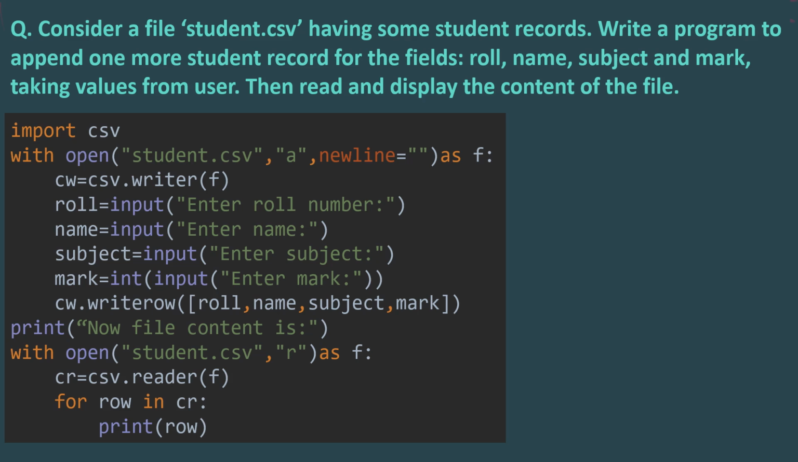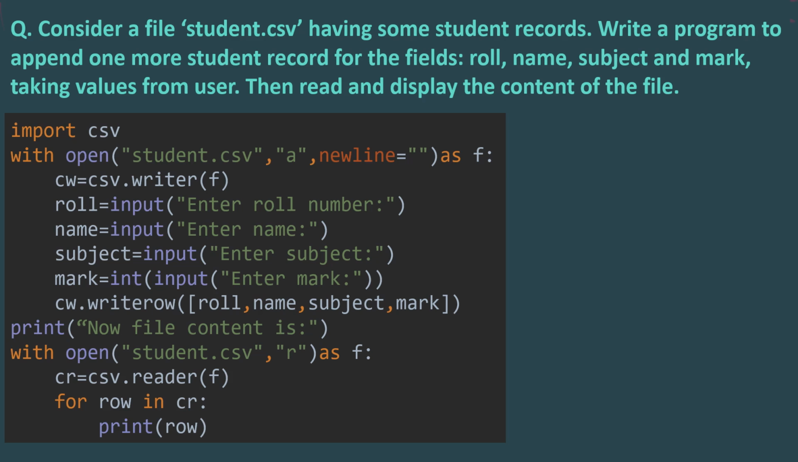Then after that, I have to take the values from the user, that is roll number, name, subject, and mark, and I've stored them in variables roll, name, subject, and mark. Now we have to write it in a row or as a record into this file. So you can use cw.writerow. Within that, you just pass roll number, name, subject, and mark in a list. So this list will be appended in the file.